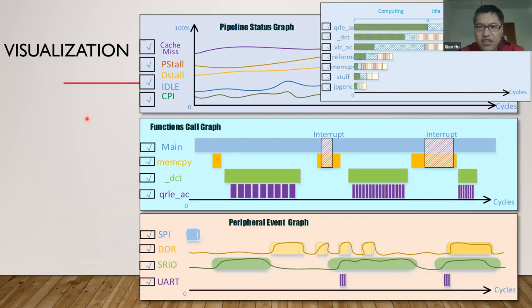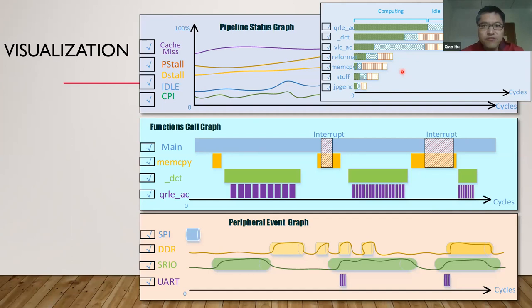The visualization of RETPS is shown here. The information is displayed in a time load graph, called RTLG. It includes a pipeline status graph with the pipeline information, including CPI, cache misses, program stall, data stall, and idles. It also has the functions, and the data time used by each function.